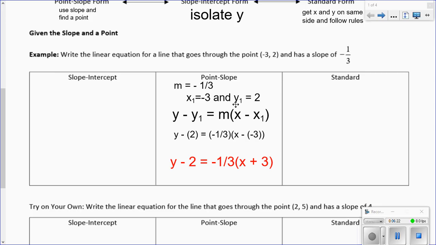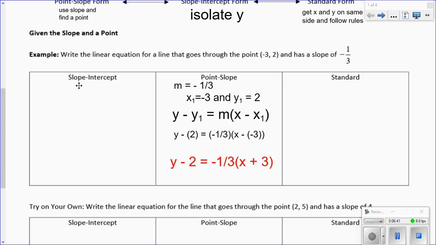Now that we have point slope form, if we wanted to do slope intercept, we could just isolate the y and distribute all this and do it that way. That's totally fine. So if it specifically asks you to do slope intercept, you can always do point slope first and then change it to slope intercept. Or you can do it this way, where you actually go through and do the work.